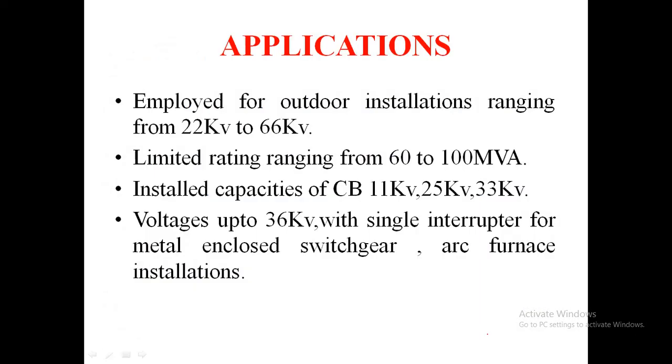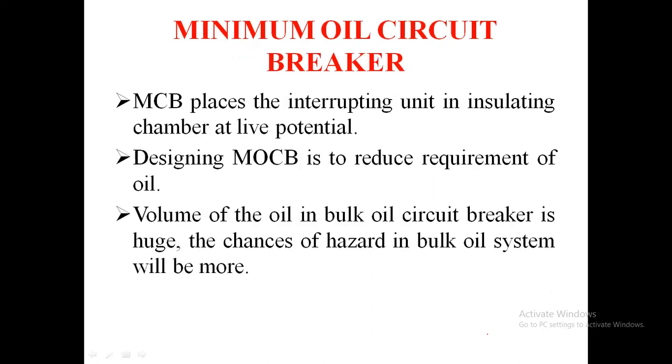Coming to the application, mainly outdoor installation ranging from 22 kV to 66 kV, and limiting ranges are 60 to 100 MVA, and the insulating capacity of this type of circuit breaker may be 11 kV, 25 and 33, and it is also applicable up to 36 kV with single interrupter for metal enclosed switchgear and arc furnace installation.